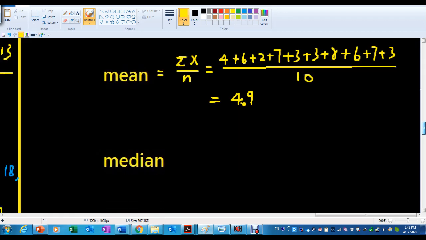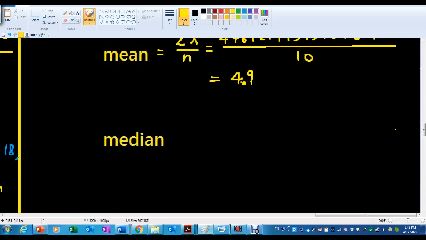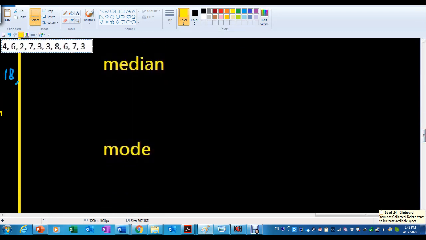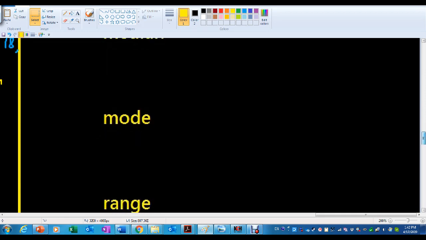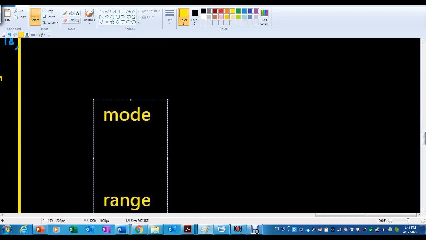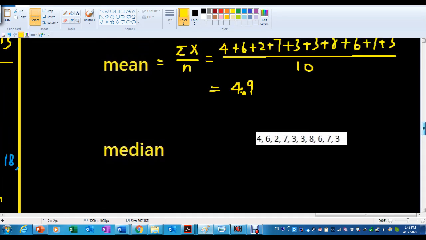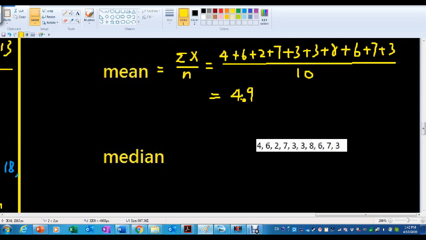Okay, for the median, you need to do a rearrangement first. Let's copy here. Possibly I might need to give you some time to work on the median. You might pause the video now to try to do it by yourself. How could you find the median? Let me give you some time, possibly 5 minutes. You might pause the video and spend 5 minutes to work on median, mode, and range.